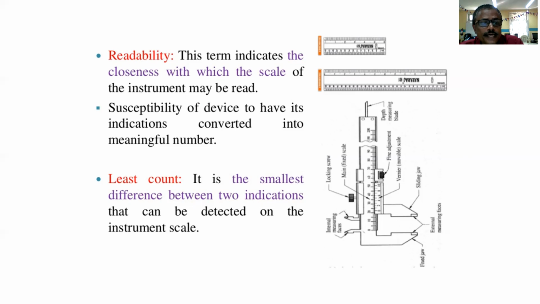So it can be defined as the smallest difference between two indications which can be detected on the instrument scale. Here there are two types of scales. We will notice that the least count can be calculated by an equation which will be discussed later in the chapter. How to find the least count will be discussed later.